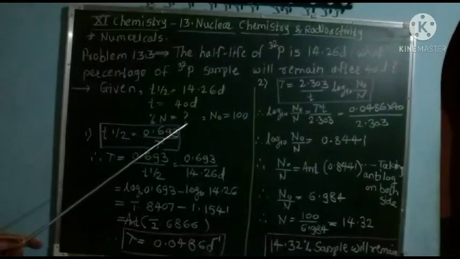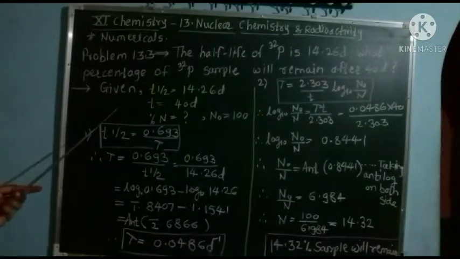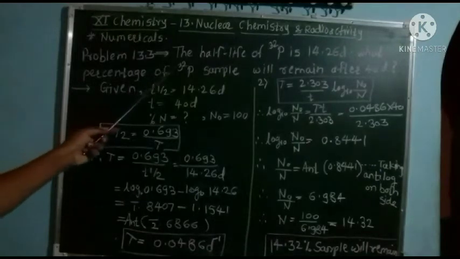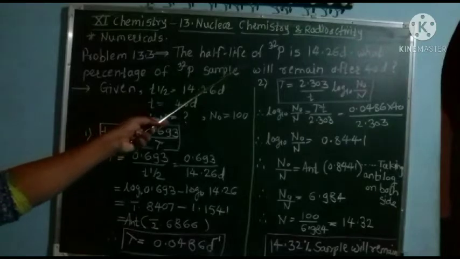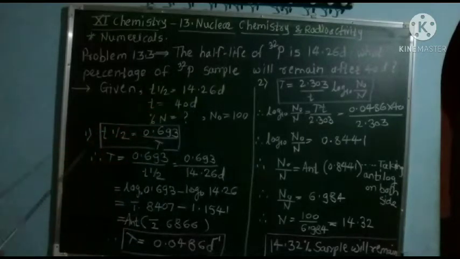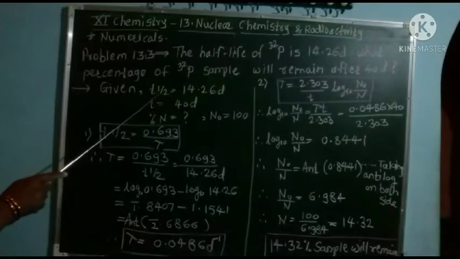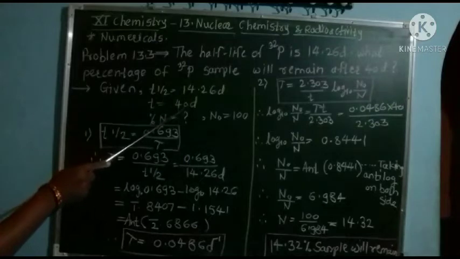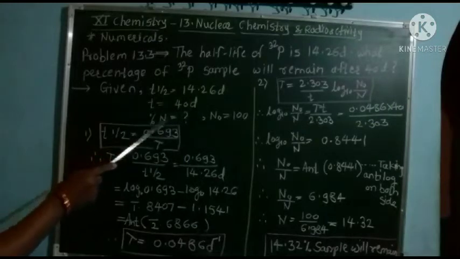Now whenever we have to solve a numerical, first we write down the given things when we read the example. So what is given first? The half-life of phosphorus is 14.26 days. Half-life is denoted by T half. Therefore T half is equal to 14.26 days.